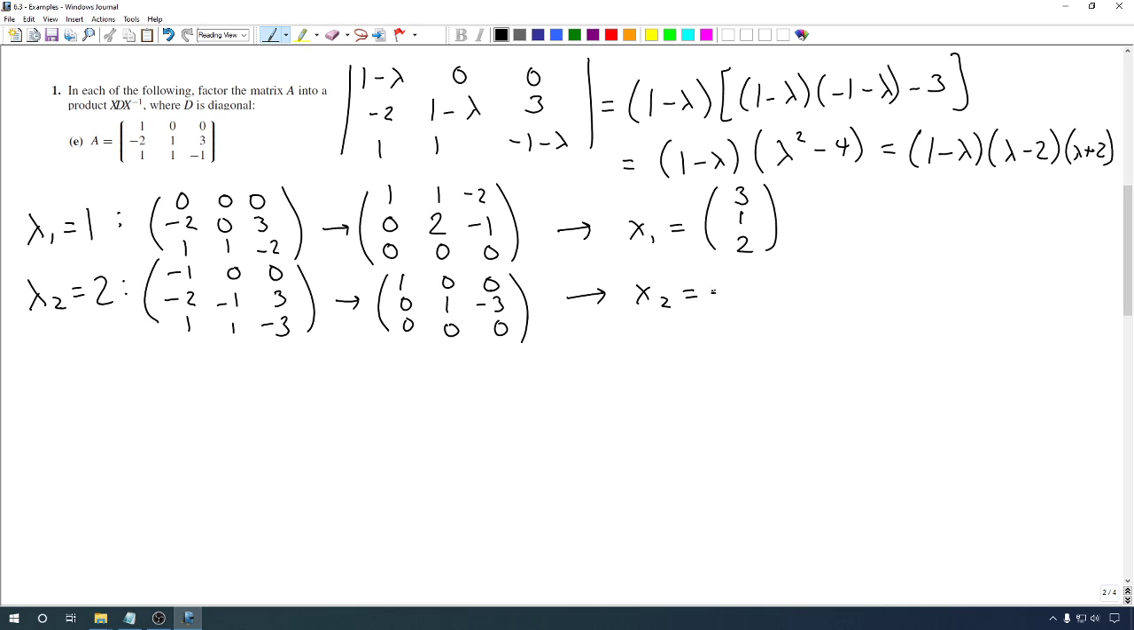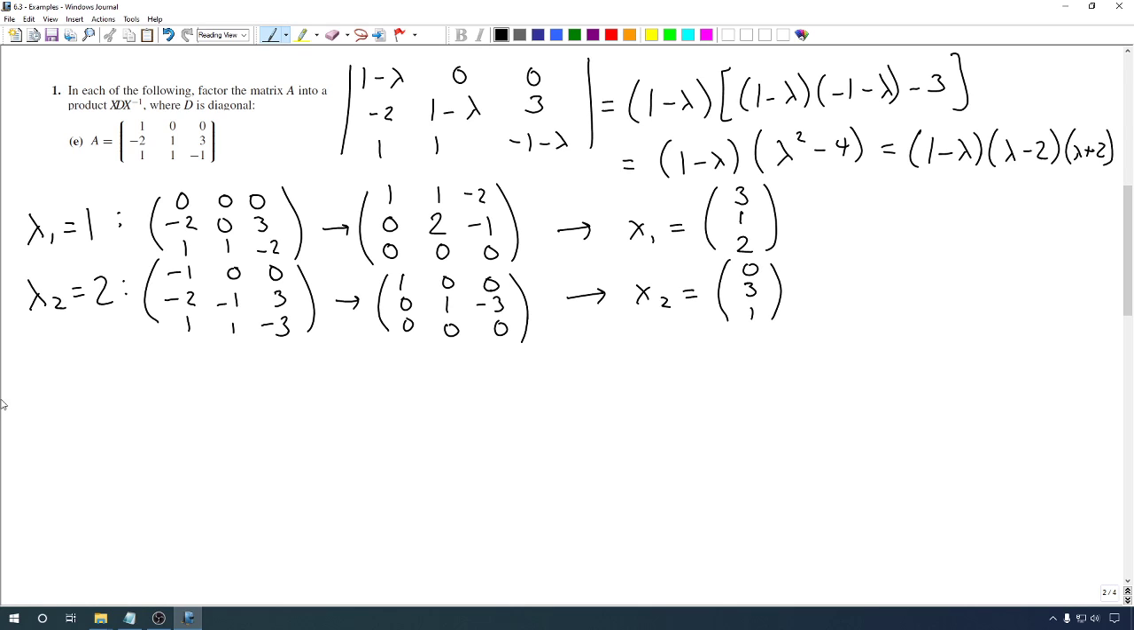So for our x2, what do we have here? If I pick 1 for our third variable, that's going to say a 3 for our second variable. But our first variable just has to equal 0. That's what this equation is saying. That means that 1 times our first variable equals 0. So we have 0, 3, 1.